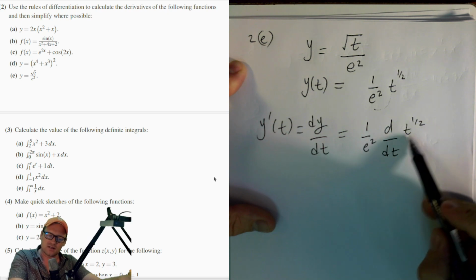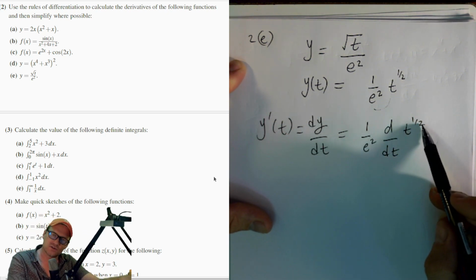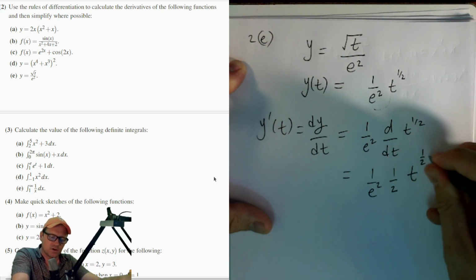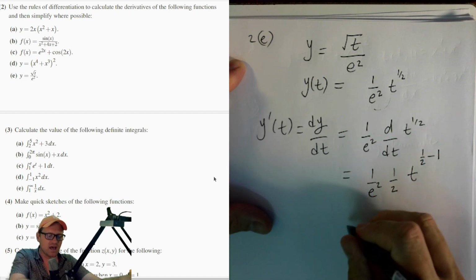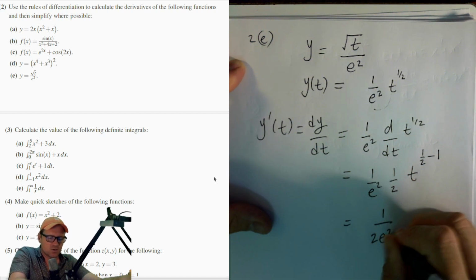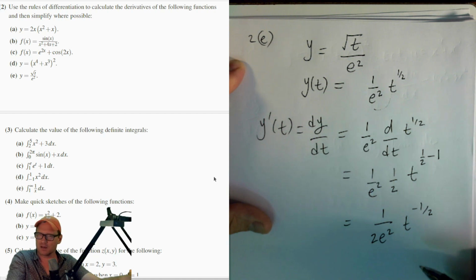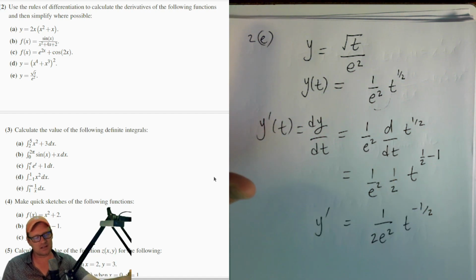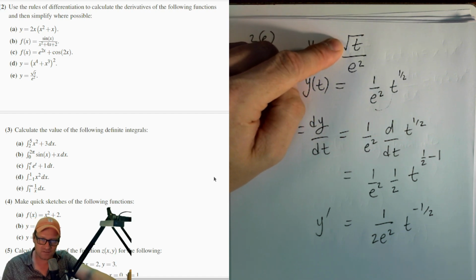Okay, and so this is t to the power of p, where p is 1/2, and so the rules say that we pull down the 1/2 and subtract 1 from that exponent. Now let's simplify. 1/2 minus 1 is minus 1/2. So we have 1 on 2e squared, t to the power of minus 1/2. And it would be fine, in my opinion, to leave the derivative just like this. But we can simplify this a little bit further, expressing it in a similar way to what we were given to start with.